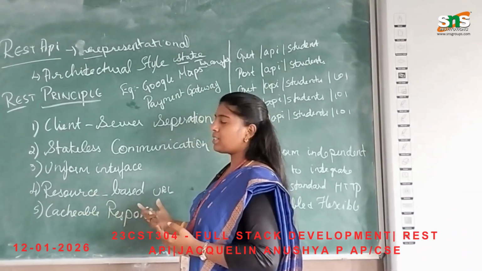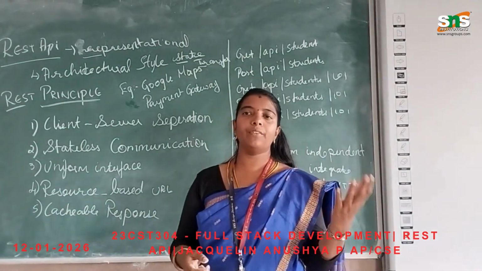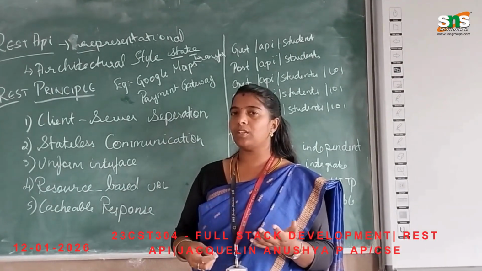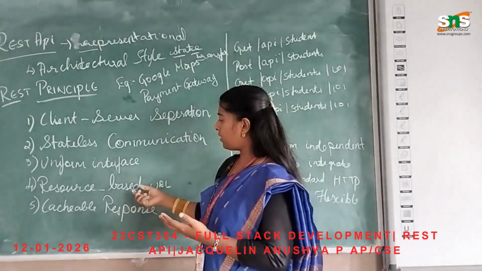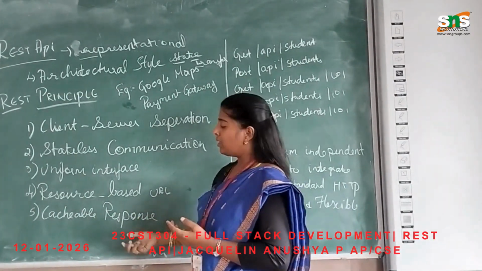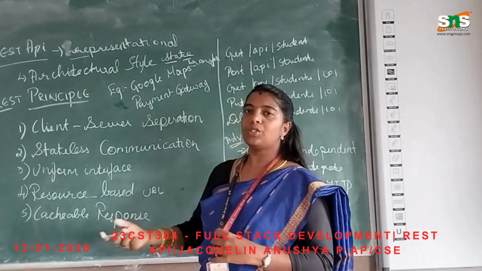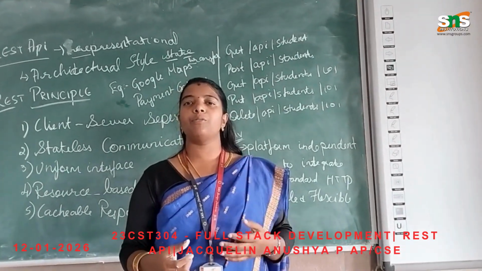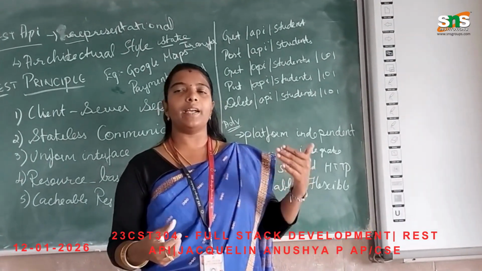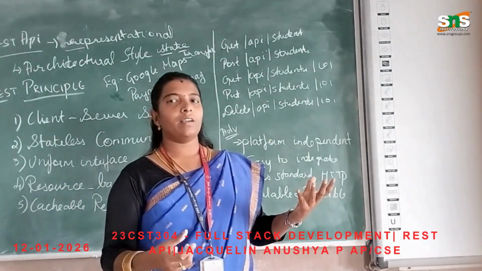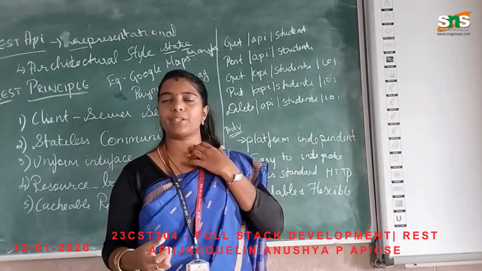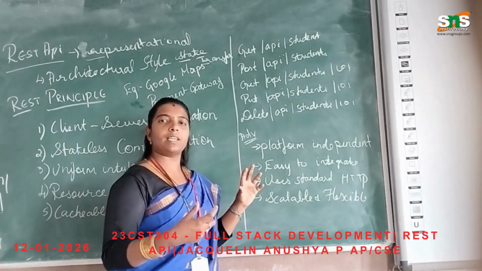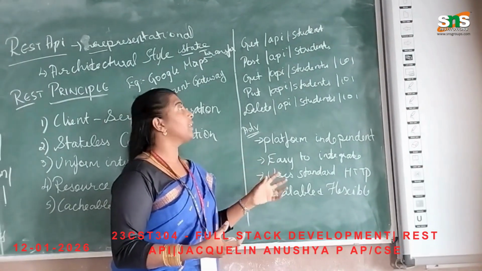Next is resource based URL. The application shows whether the items are present or not, the item rates, and everything else. Next is cacheable response. When everyone uses an API or an interface, the transfer from one end to another may have some errors, and there is a cache present. So the cache saves some data, and some errors, for you.